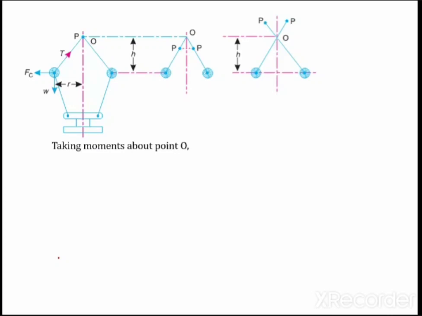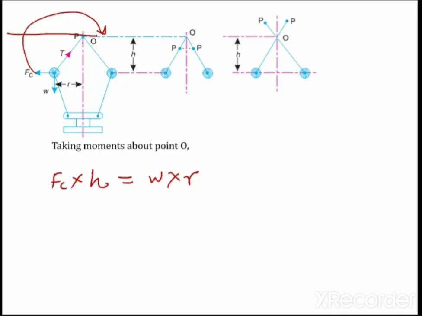Now tell me, can anybody answer? How will you take the moment about point O? FC into H. You understand the moment, see FC into H. What is H? Height H. FC about point O, so this moment is a clockwise moment.